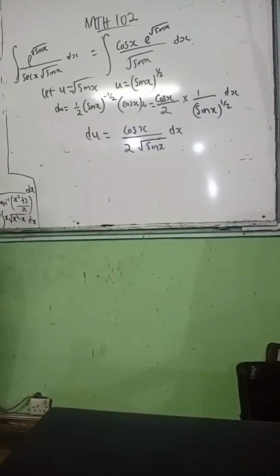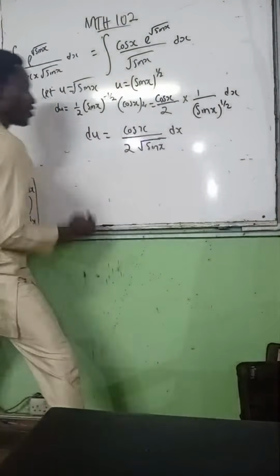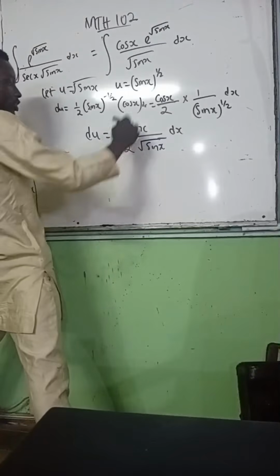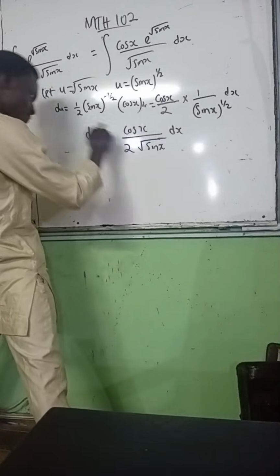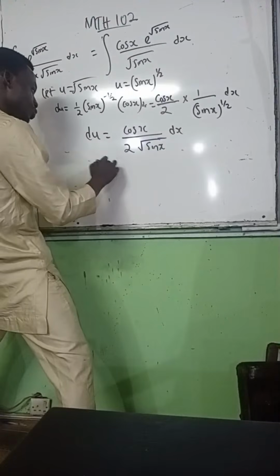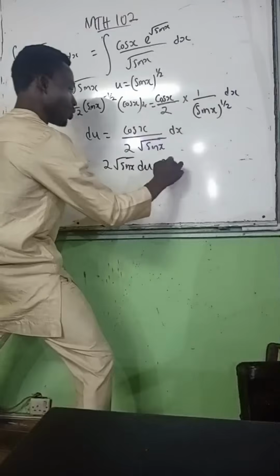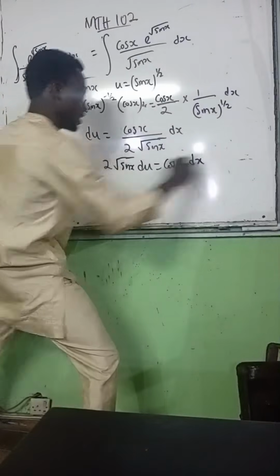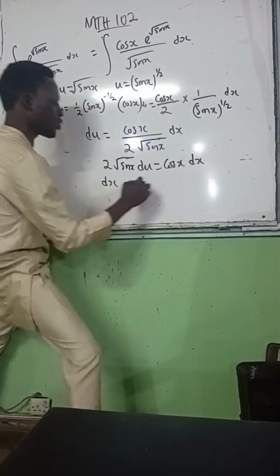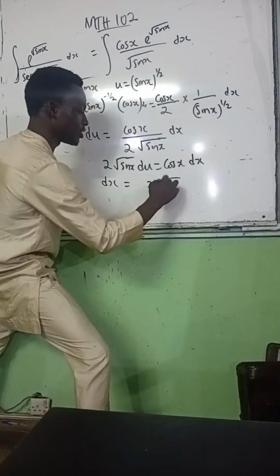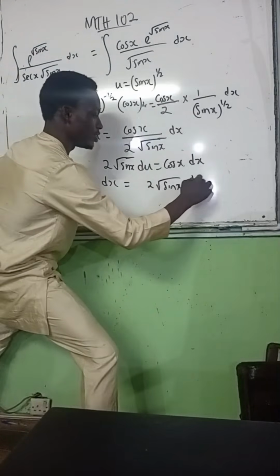This du over dx is equal to... Should we proceed? What do you say? Oh, sorry. Now make dx the subject of the formula. If you cross multiply, you have 2 root sin x du equals what? Cos x dx. That means dx equals what? 2 root sin x du over cos x.